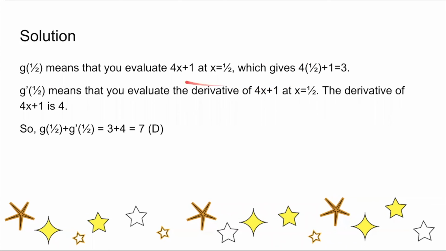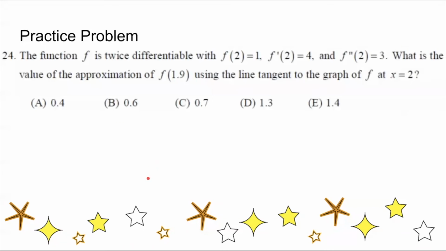So if you plug in 1/2 to 4x plus 1, you'll get that g of 1/2 is equal to 3. And then g prime of 1/2, you take the derivative of 4x plus 1, which is 4. And it turns out that since there's no x here, it doesn't matter that you're evaluating at x equals 1/2. G prime of 1/2 is equal to 4. So adding these two together, you'll get 3 plus 4, which is 7. And that's D. All right, here's another practice problem.